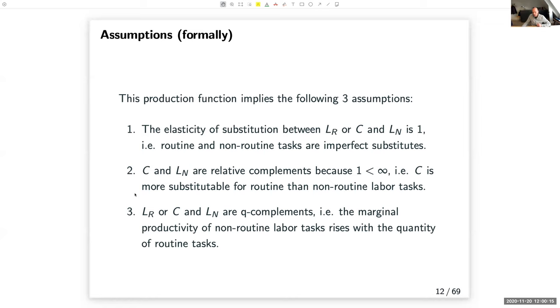And then third, we said that we would also like to see strong complementarities between computers and non-routine labor tasks. That's going to be the case because routine and non-routine labor tasks are complements, given that we have a constant returns to scale production function, which implies that if I increase the amount of computers, so there's capital accumulation in the economy, then the productivity of non-routine labor tasks is going to increase.